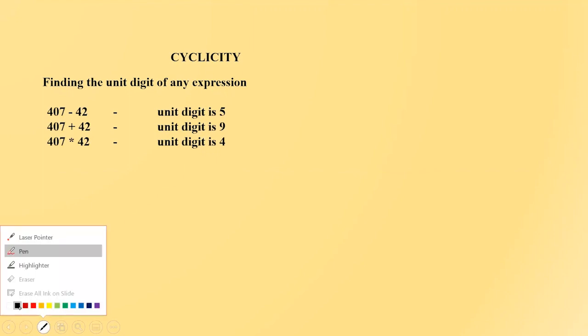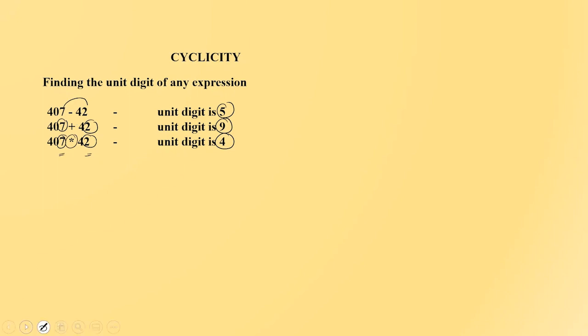Okay, so how do you figure out the unit digit of any expression? Let me take some examples of few expressions here. Now have a look at these. 407 minus 42. What would be the unit digit of this number? Simply without subtracting the numbers, I can simply say that 7 minus 2, 5 is going to be the unit digit of this expression. And for the second one, I can say that 7 plus 2, 9 is going to be the unit digit of this expression. And here 7 into 2, 14. So 4 is going to be the unit digit of the expression. So the unit digit of any expression depends upon the unit digit of all the terms that are involved there and the operator that is involved. Okay, so this is going to be very simple.